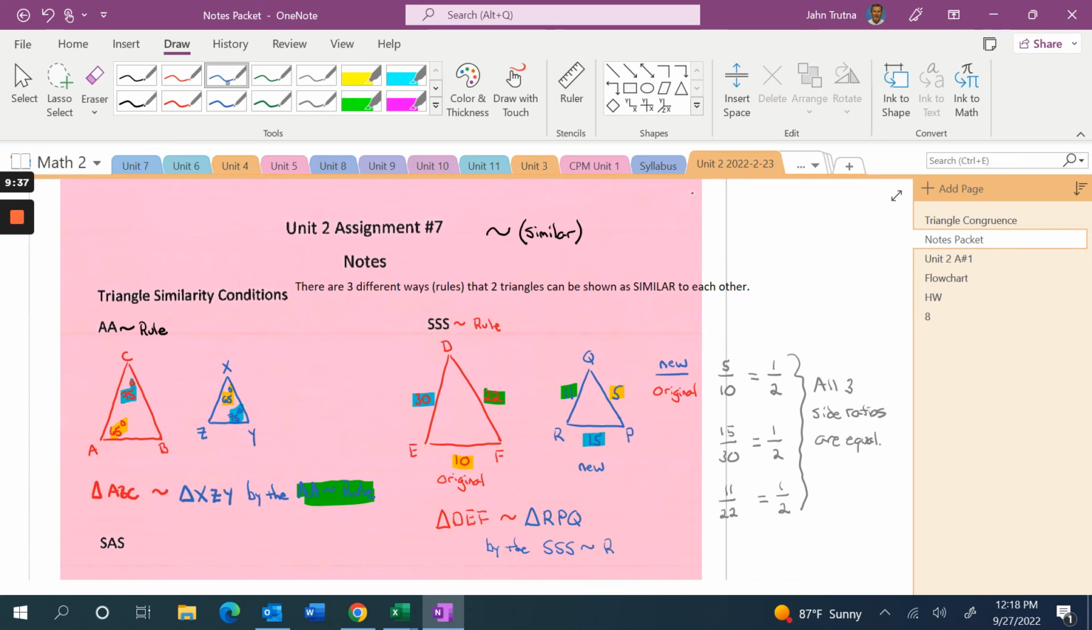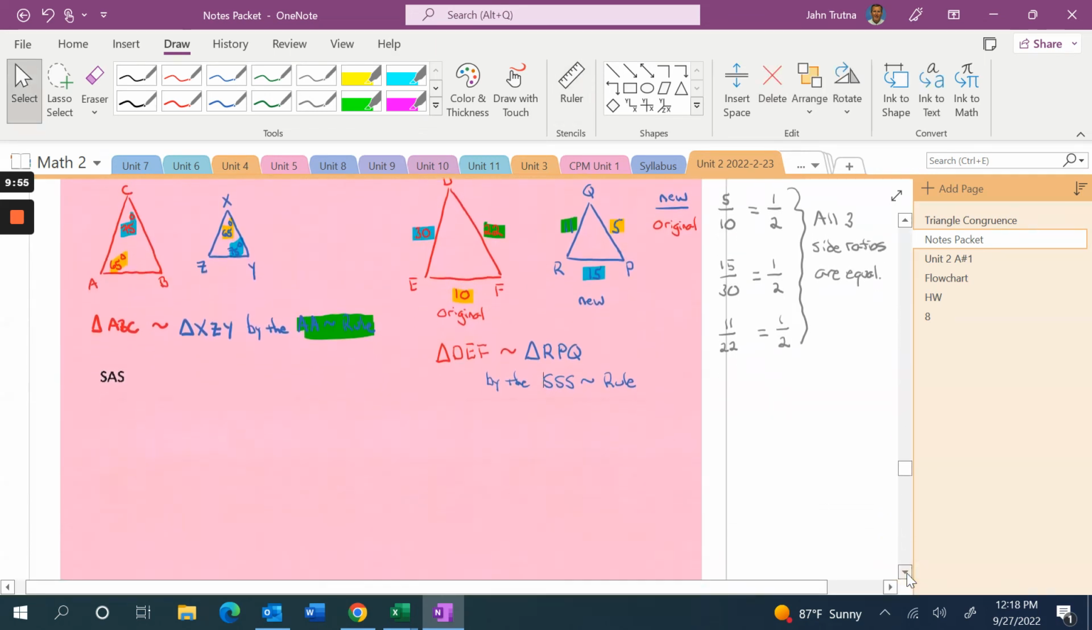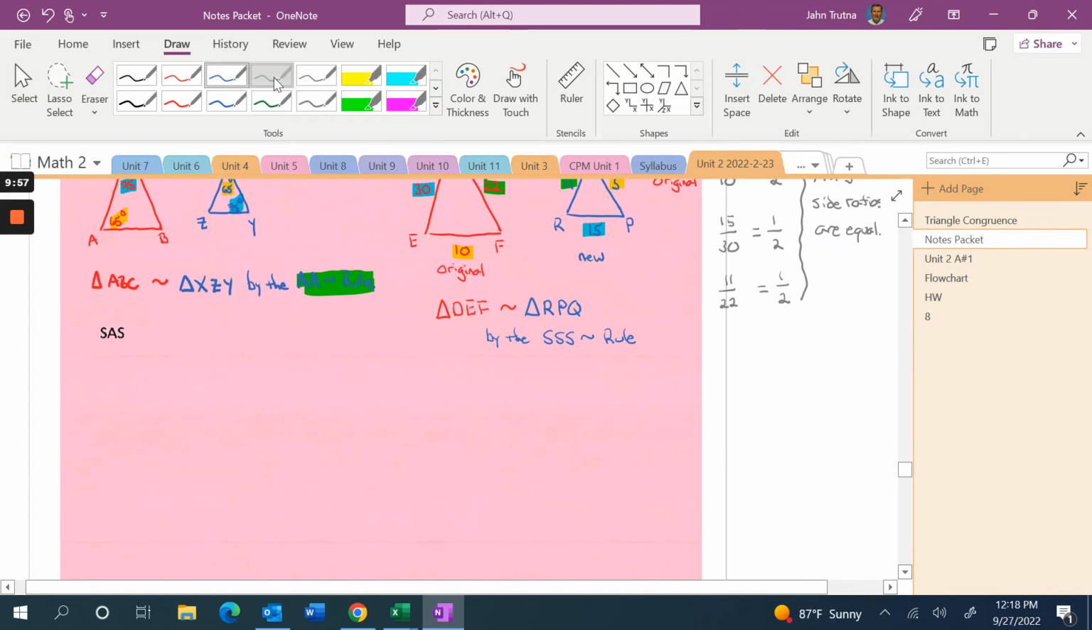Now, what does that mean? It means that if all three side ratios are all equal to each other, then the side, side, side rule applies. Okay? Let's go to side, angle, side. Last one. This one is the side angle side similar rule. This is the third of 3 rules of how to prove that one triangle is similar to another triangle.